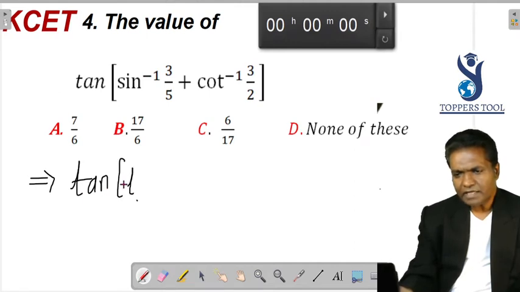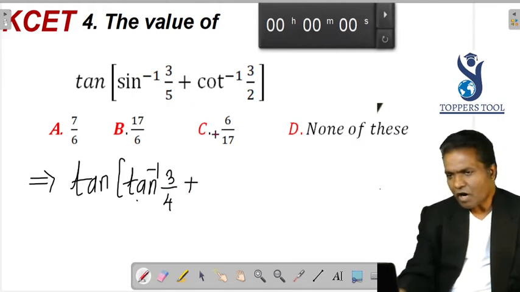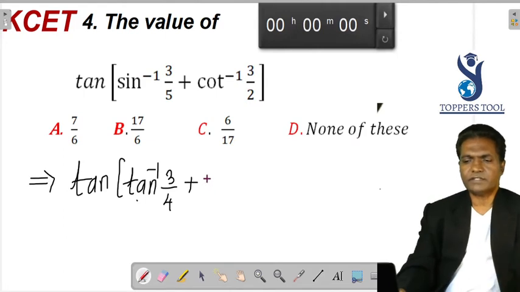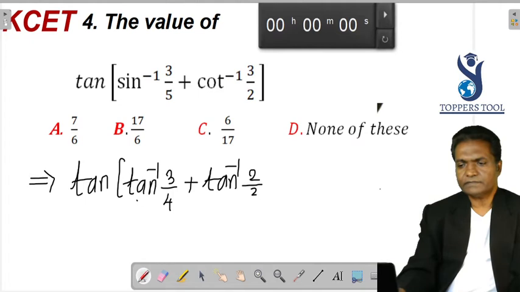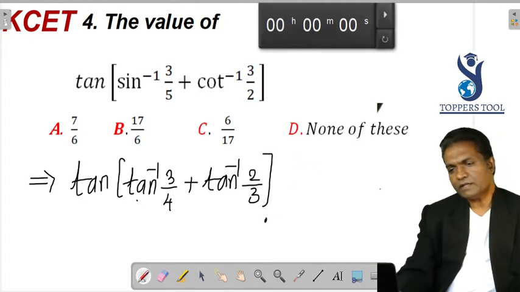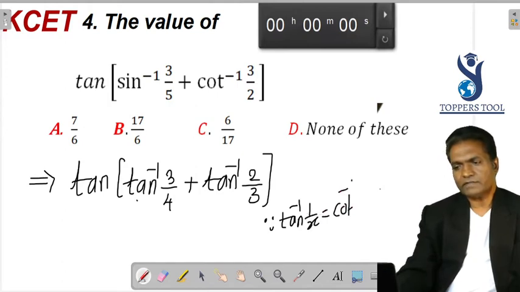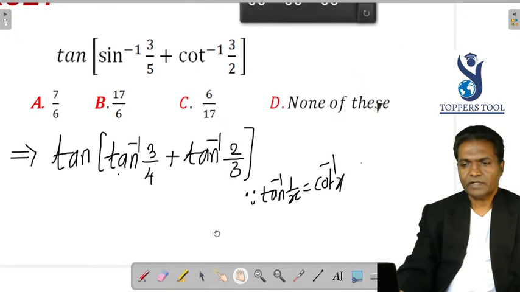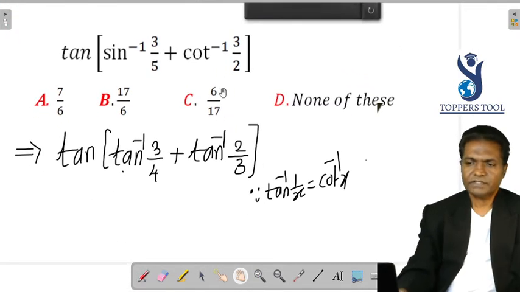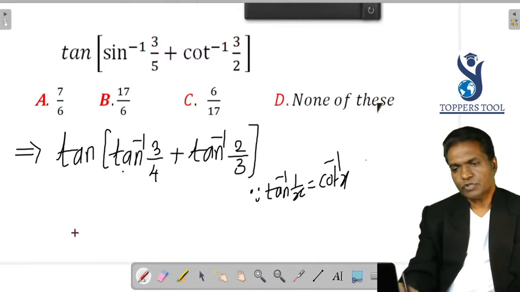tan of, sine inverse can be written as tan inverse of 3 by 4, and cot inverse in terms of tan inverse, just reverse. This is tan inverse of 2 by 3, because remember this, tan inverse of 1 by x is cot inverse of x. So just reverse it and put it in the form of tan inverse.